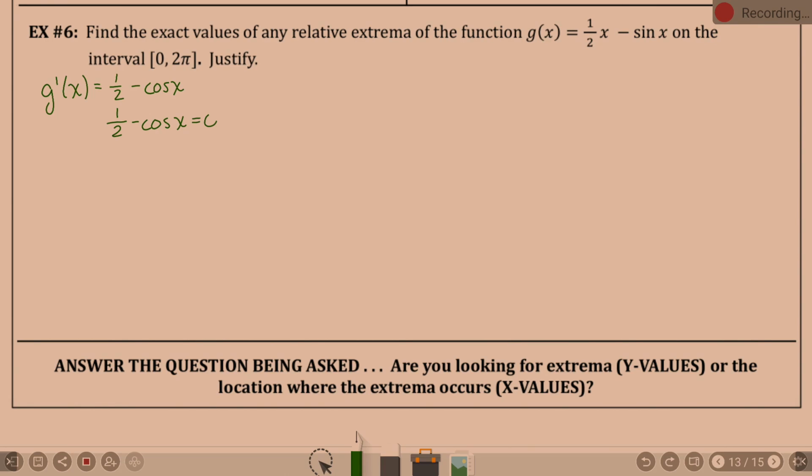You're saying the derivative equal to 0, right? Cosine equals 1/2. When does cosine x equal 1/2? I added my cosine x to the other side, and I just flipped them. And now I need any values on the interval 0 to 2 pi where cosine equals 1/2.